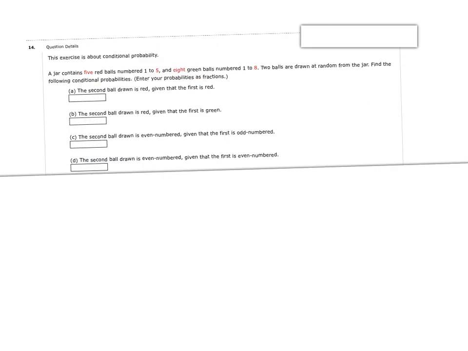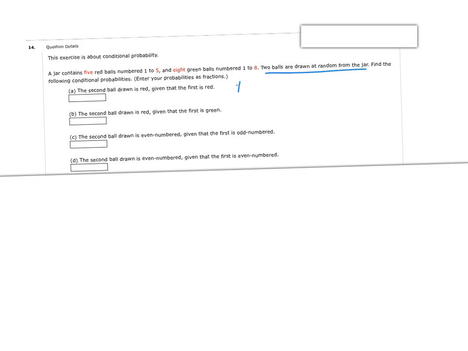All right, here we are talking about conditional probability again. It says we got 5 of the red balls and 8 of the green balls. And it says, let's say 2 balls are drawn at random. Then it says find the probability that the second ball is red given that the first is red. Now, the first is red actually doesn't matter in this case, but we're assuming that we got that.